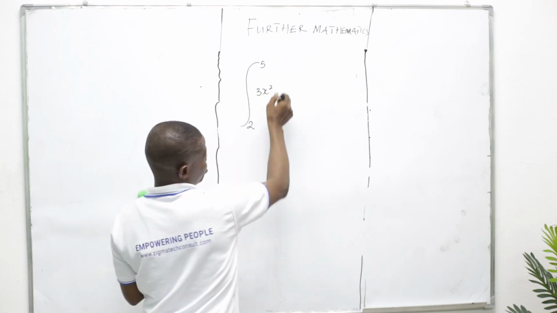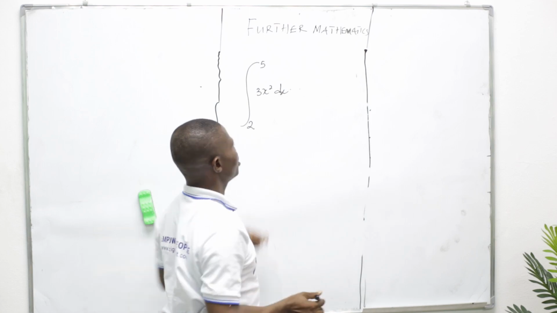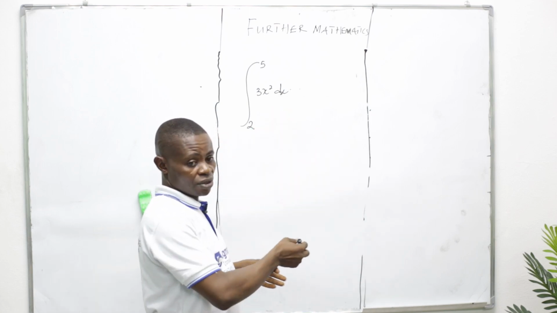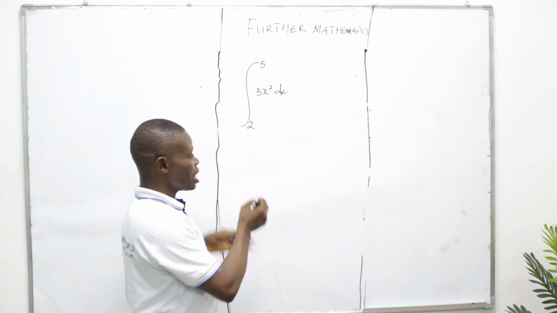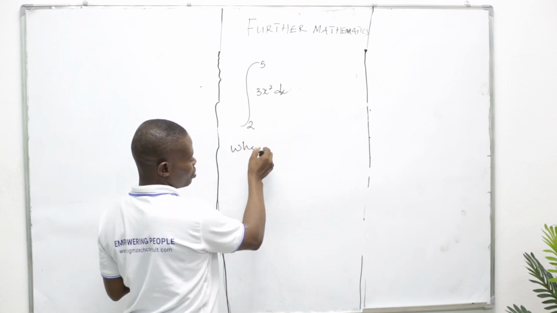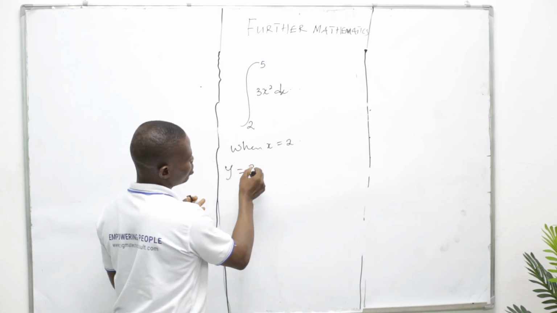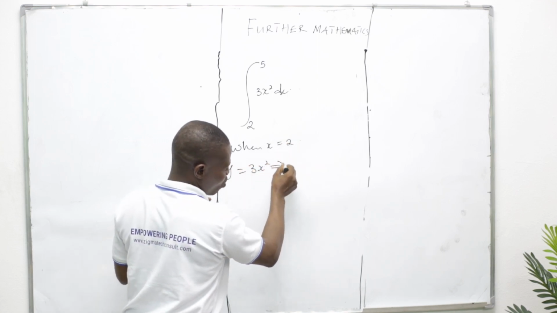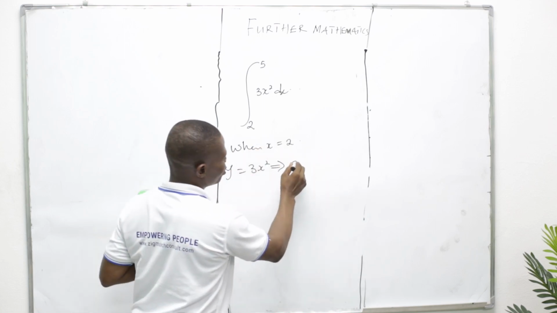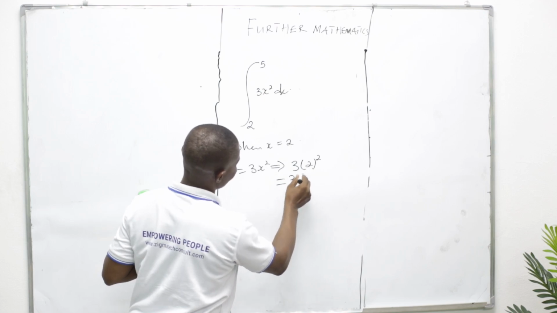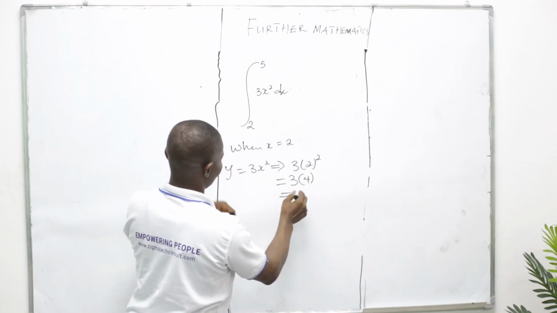Then I must introduce what I call the x. I don't want to go directly to this. First of all, I have to do something. When x equals 2, y equals 3x squared implies 3 into 2 all squared. I will have 3 times 4, which is 12.